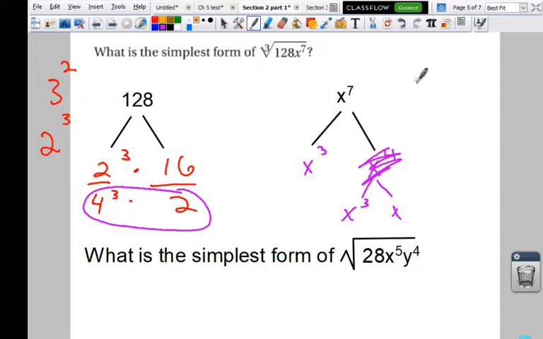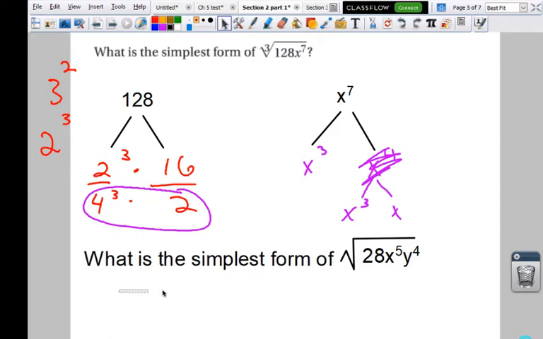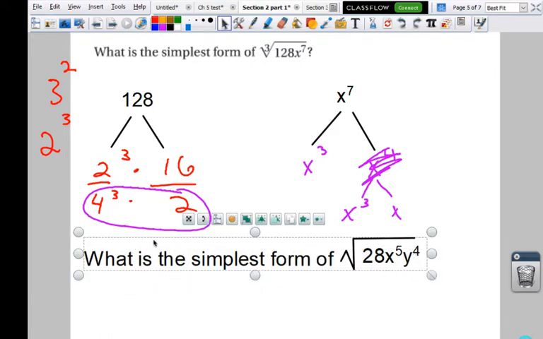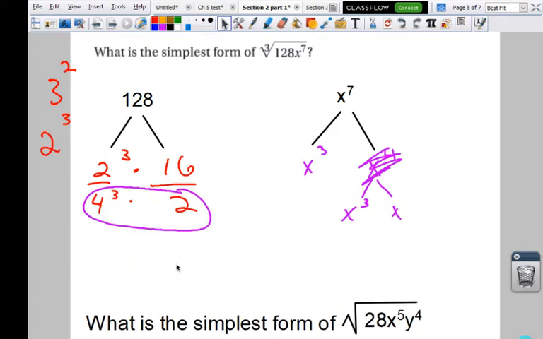So I'm actually going to move this down a little bit just so I have a little extra space. There we go.